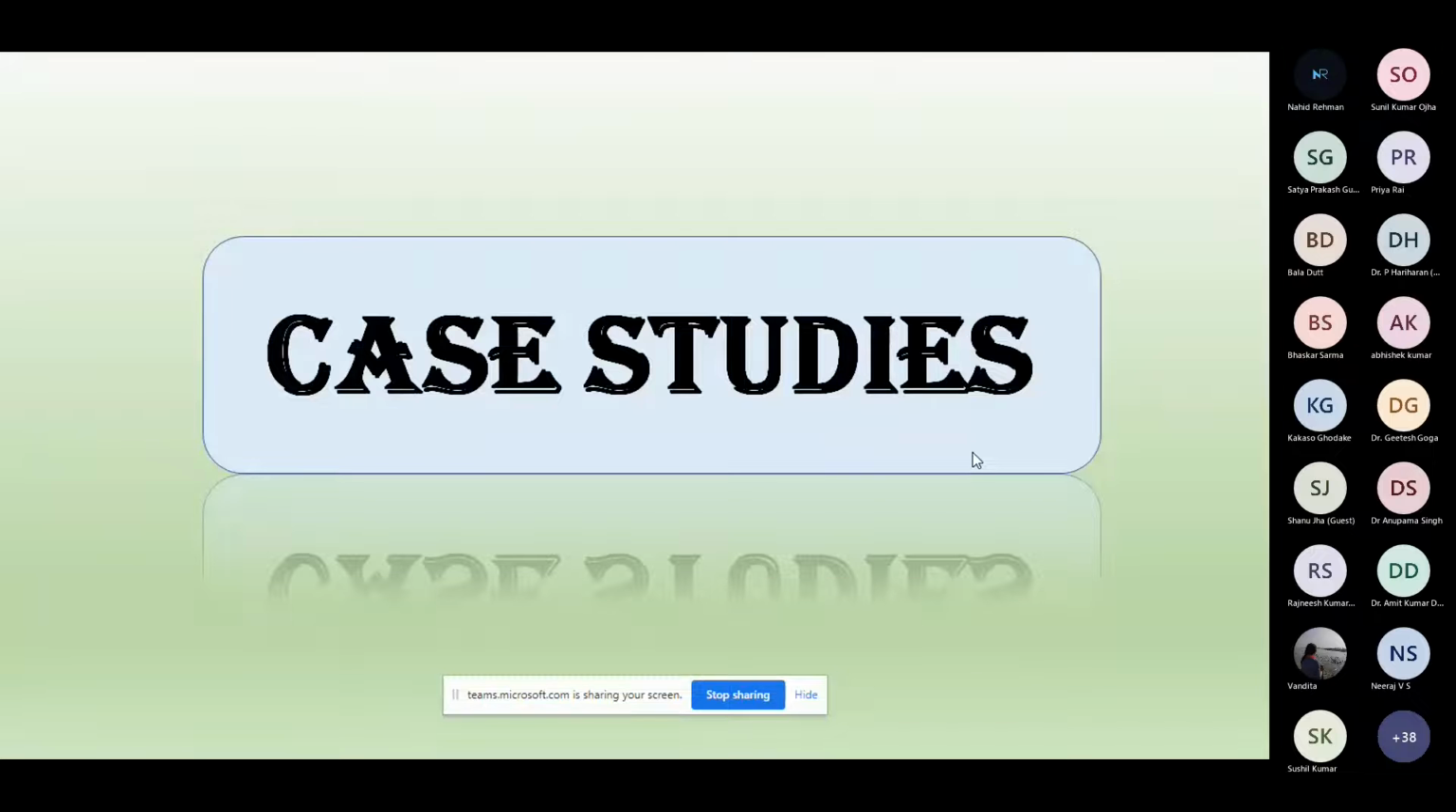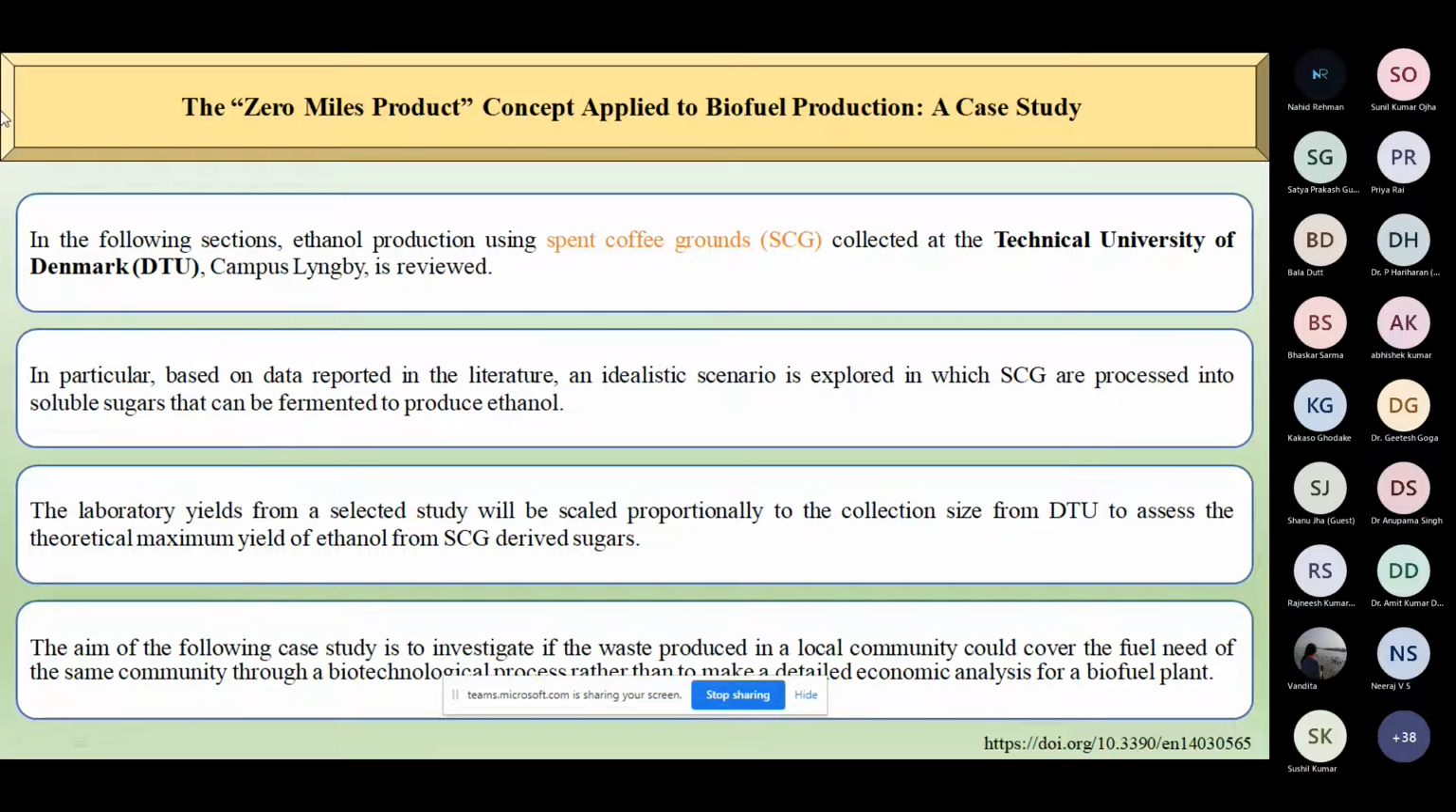So now coming to the case studies, which is very important for you people to realize the growth of bioenergy across the globe. One case study is describing a zero miles product. And what was the aim of this case study? It was developed by the Technical University of Denmark in Lyngby. And what they used was spent coffee grounds material, SCG, for the ethanol production.